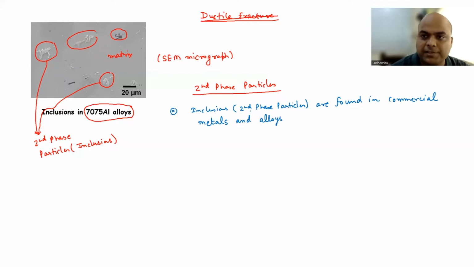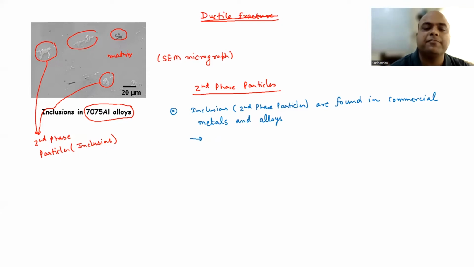Aluminum 7075 is a commercial alloy, right? Remember, if it is a pure metal, then you're not going to see all these inclusions. That's why it doesn't show you cup and cone fracture, it shows you rupture. But as soon as we have second phase particles, you are going to generate voids. We'll see how.